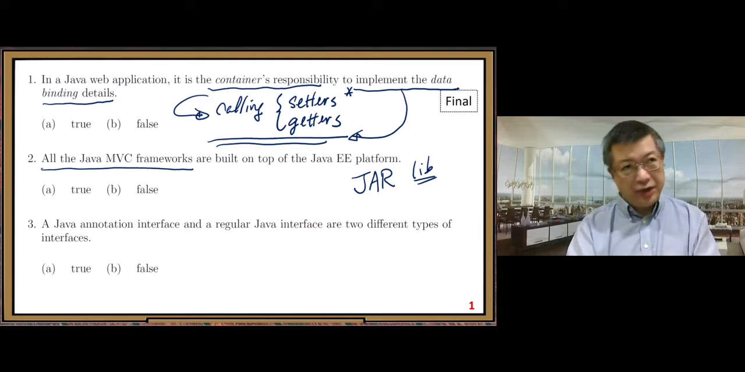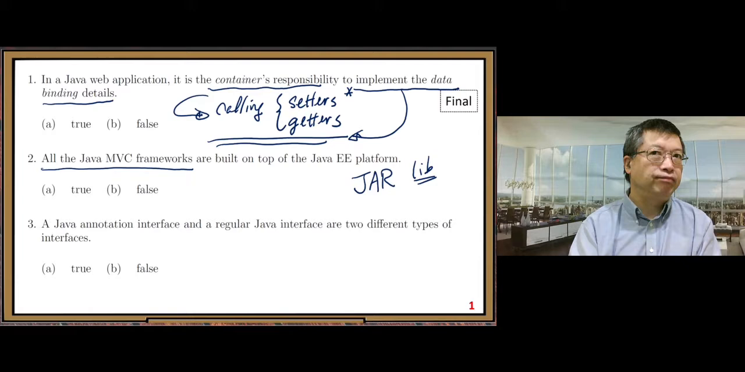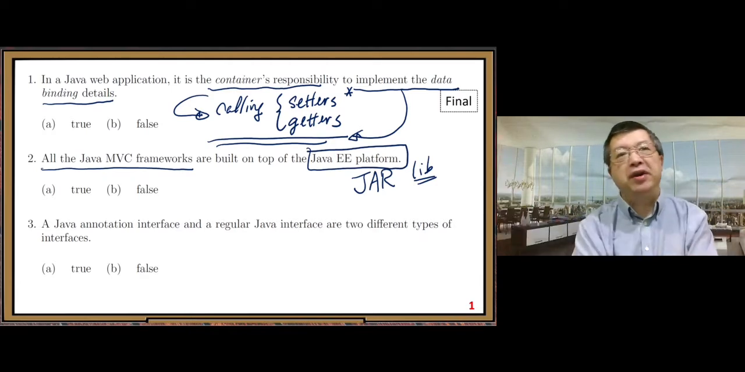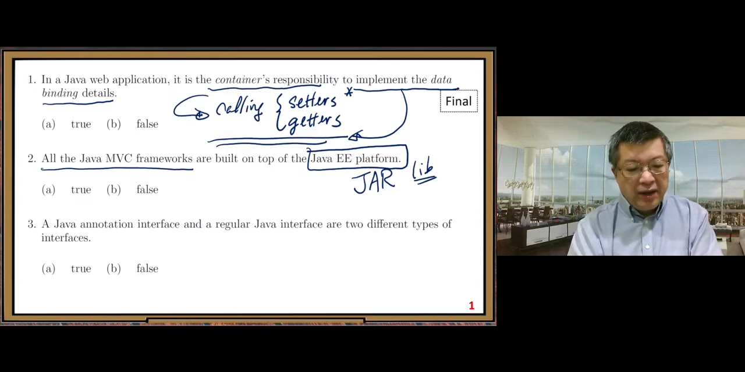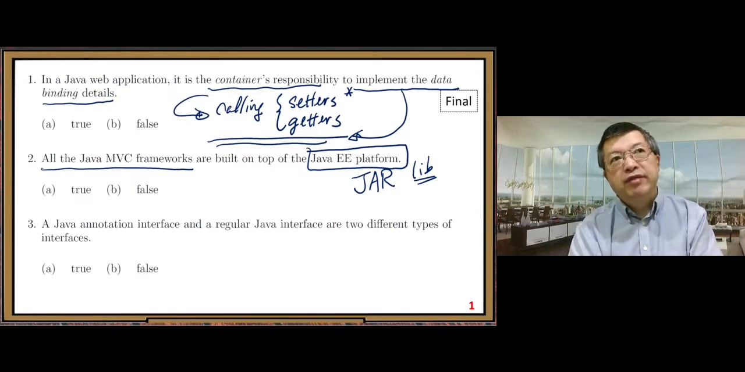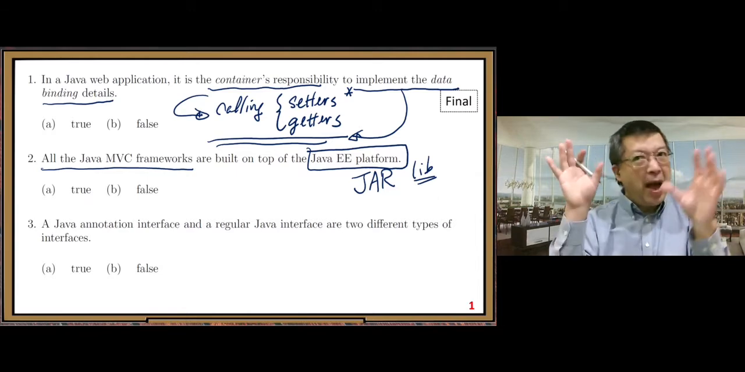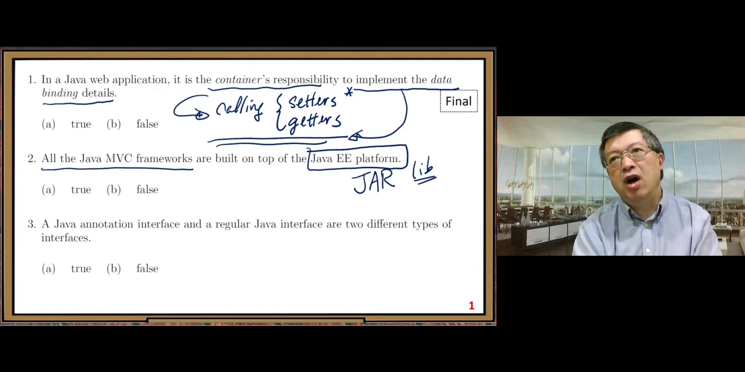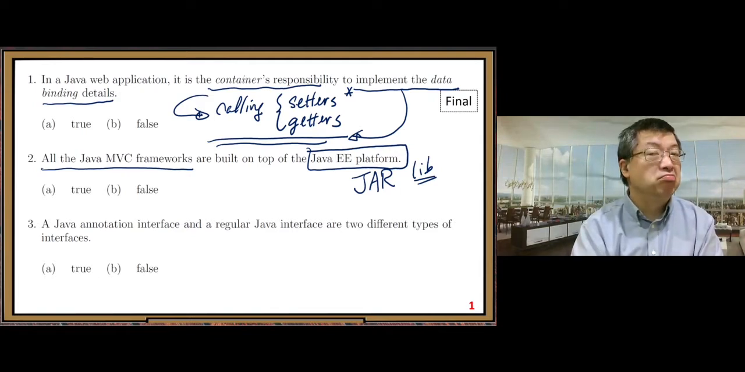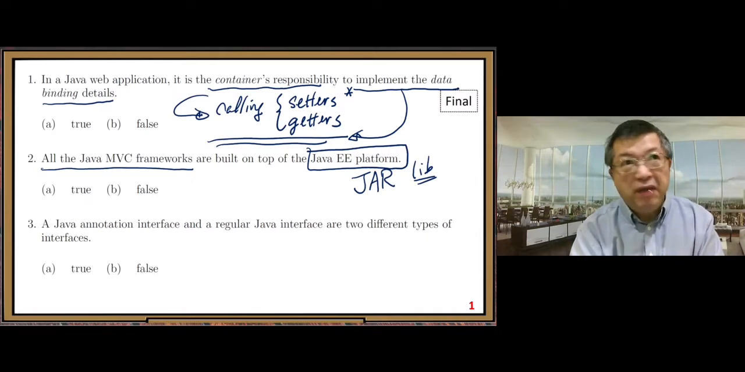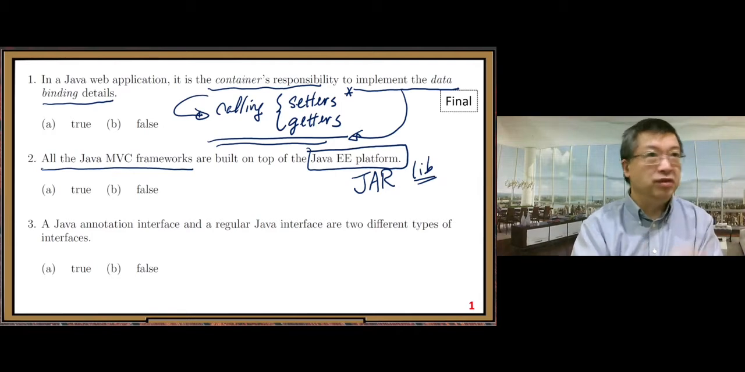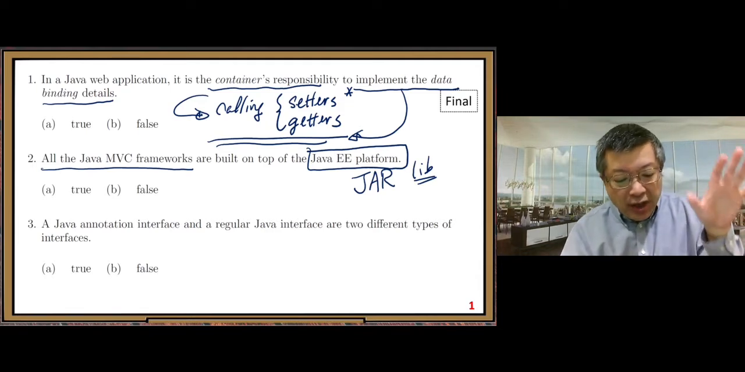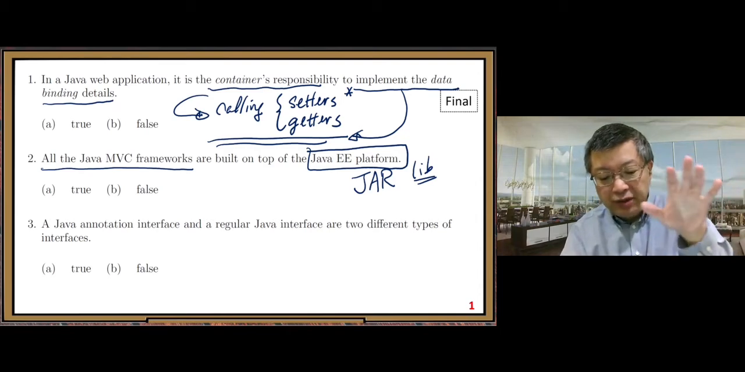So here you can think about the logic. We know Java EE platform is a huge platform, very complicated, very sophisticated. For a Java MVC framework, definitely you want to take advantage of the features from that big Java EE platform, right? Otherwise, if you do not take advantage of it, then you need to start from scratch, right? So think about that. That's the meaning. Second question.